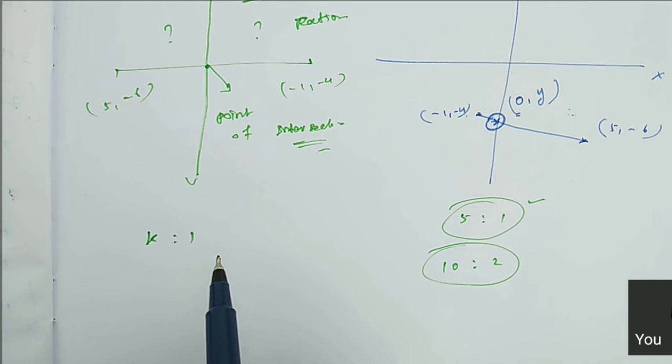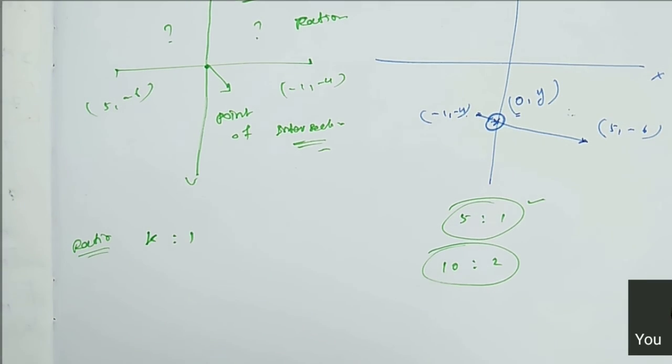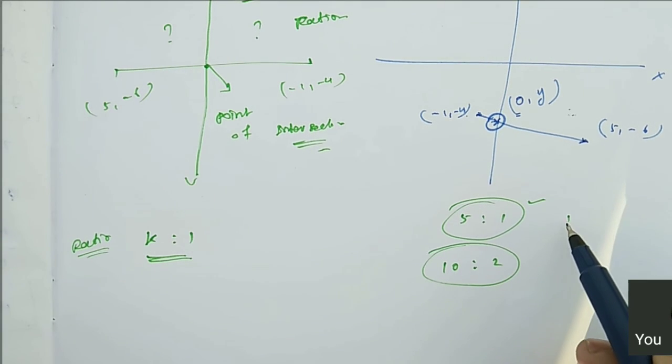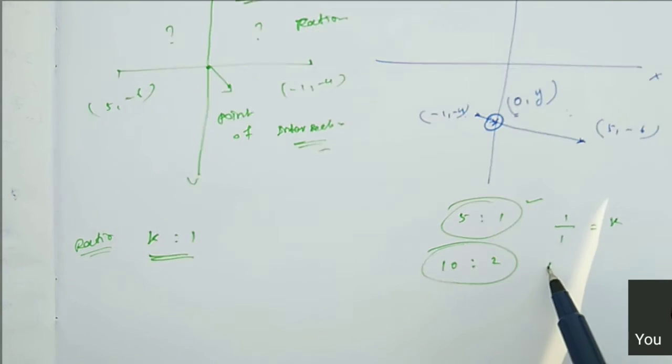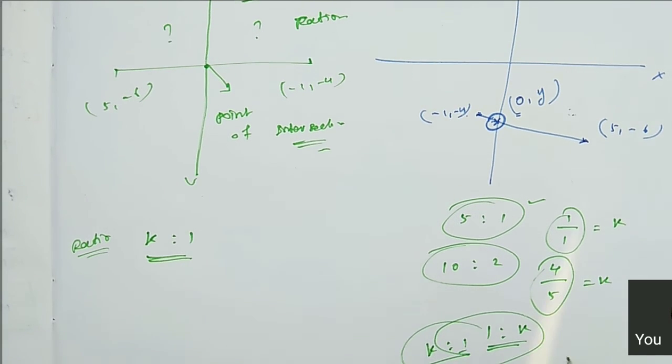The general form for any intersection point ratio is k is to 1. How did it come? Listen, 1 by 1 is equal to k, 4 by 5 is equal to k, because when you divide one quantity by another, it becomes k. So we can write 1 is to k, or otherwise k is to 1. Both are the same. So it is just a general form. Keep in mind, for a common dividing ratio, it is k is to 1.